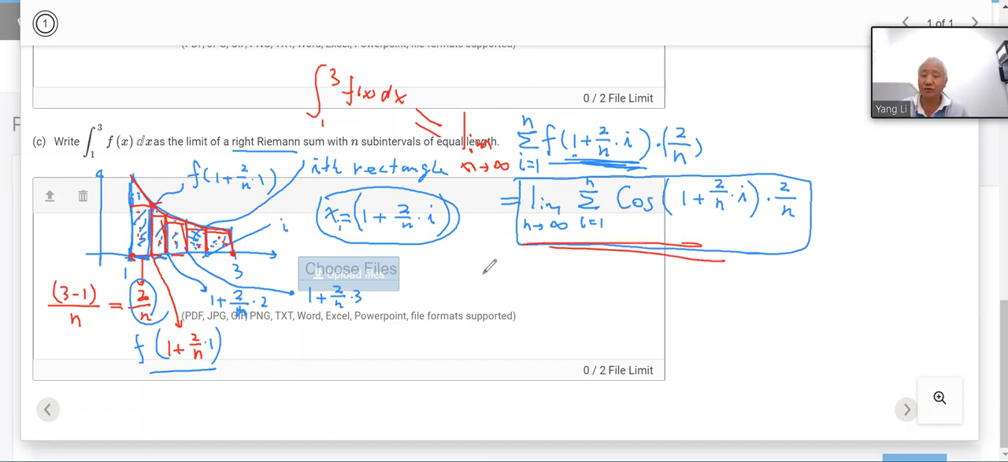Actually, the Riemann sum is very important for integration. That's the beginning of integration, and we need to know how to set it up.